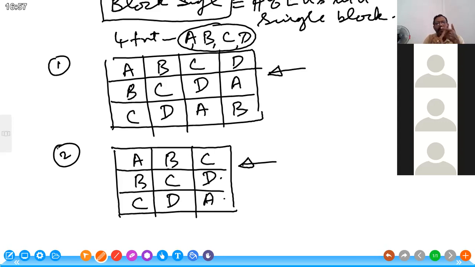Good. In each block, the treatments are evenly distributed. In the first one, the four types of treatments are equally provided for each block. Second one, not equally. Right. So here, usually block size we indicate as K.